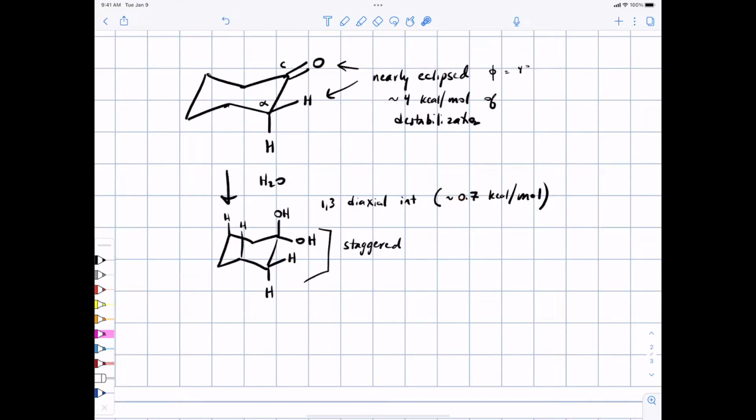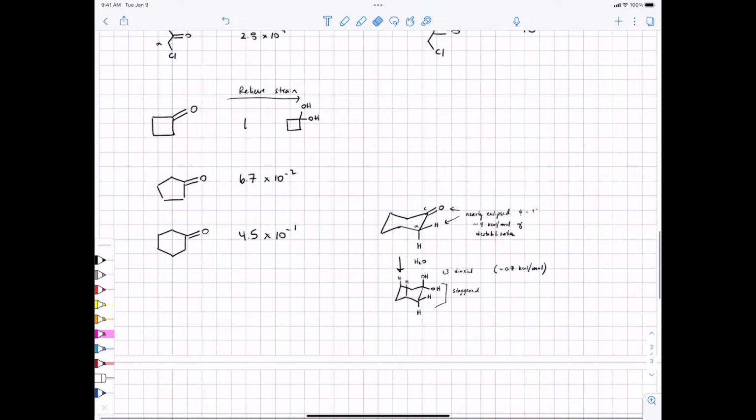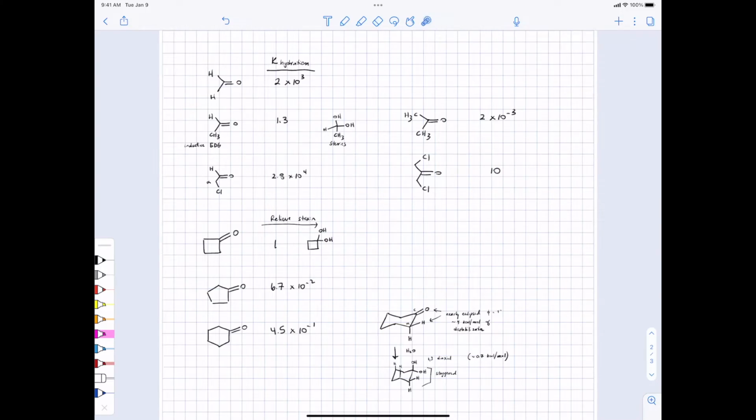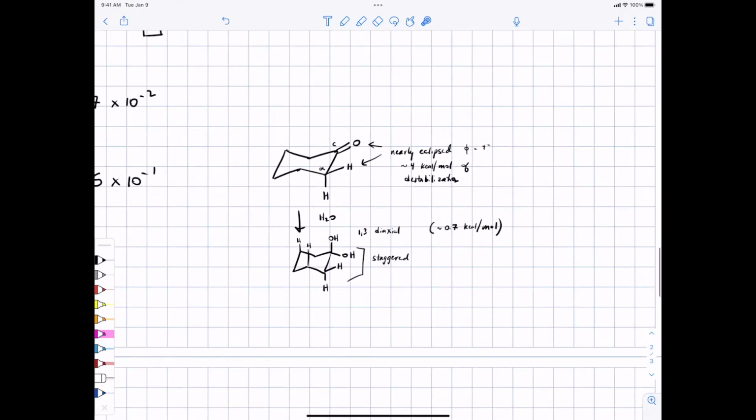around 1 kilocalorie per mole of 1,3 diaxial repulsion or steric hindrance. And so you can see those offsetting factors. If you have the idea that a regular carbonyl should have an equilibrium constant around 10 to the minus 3, we're 2 orders of magnitude greater than that in terms of equilibrium constant.